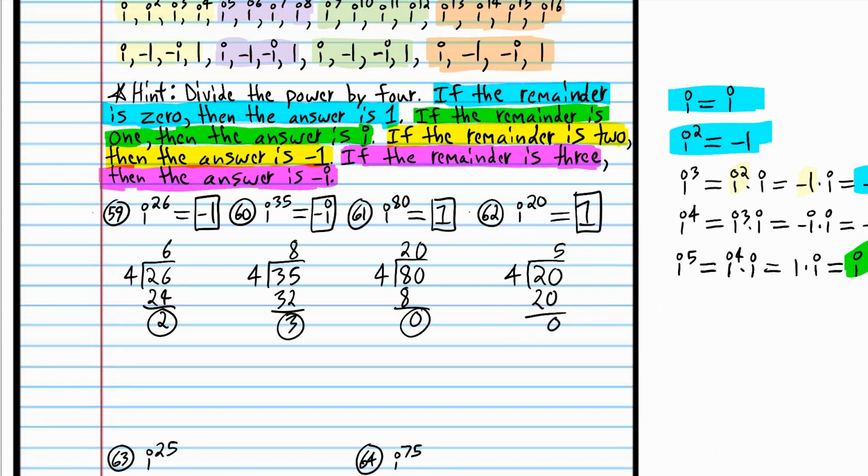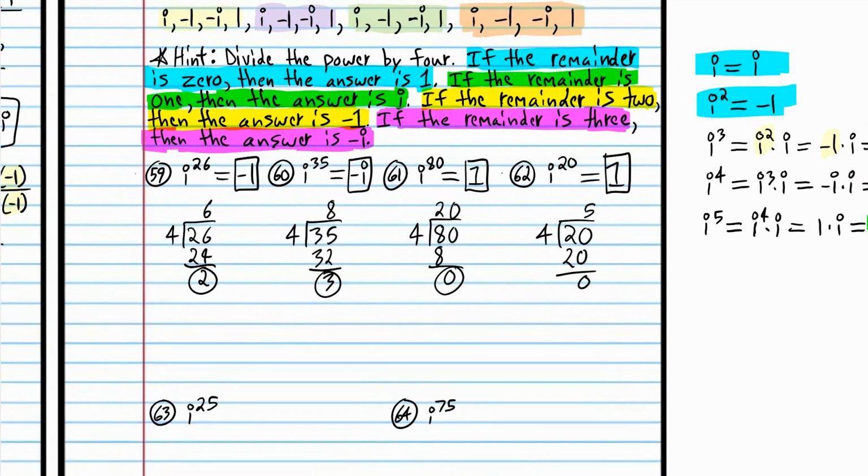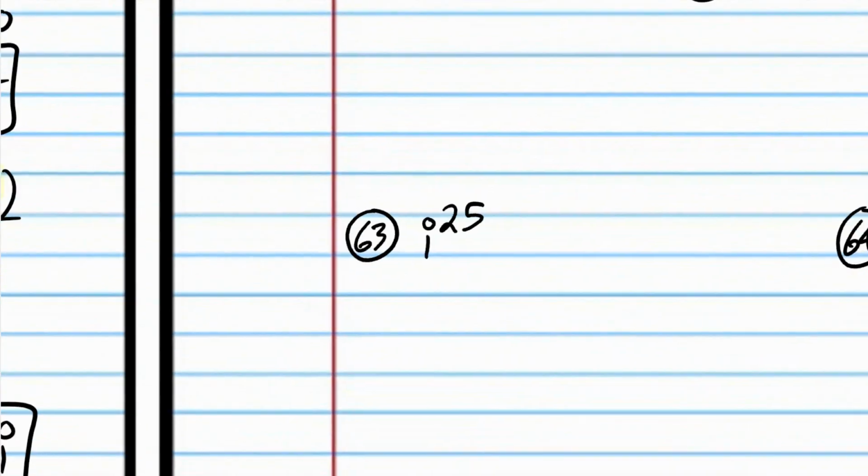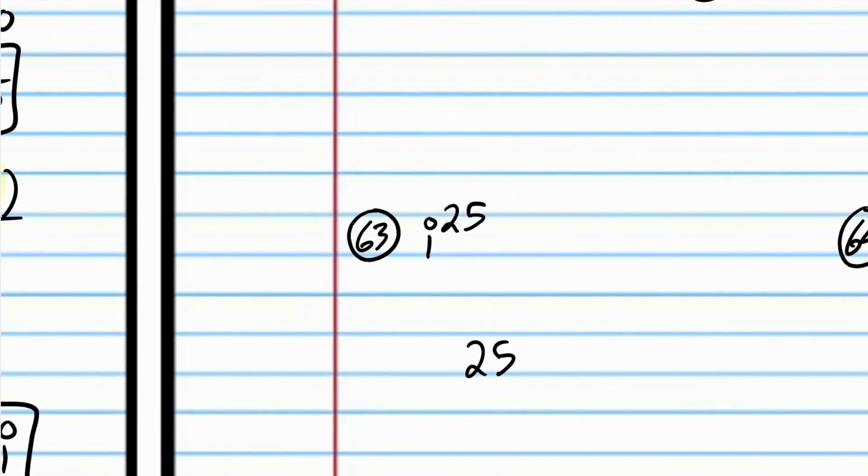So if you got that answer, good job. Okay, try number 63, raising i to the 25th power, and when you come back, we'll do it together. All right, we're back. So we're going to take 25, the power, and divide by 4. You're always dividing by 4.